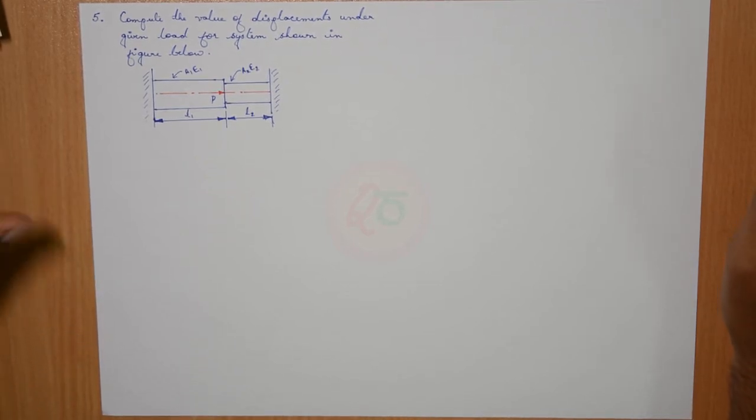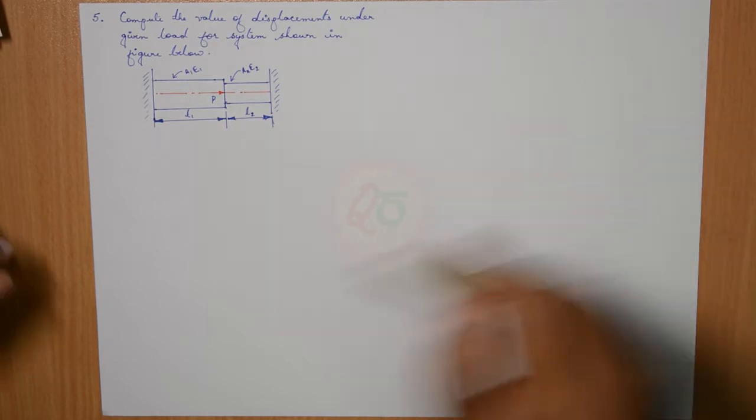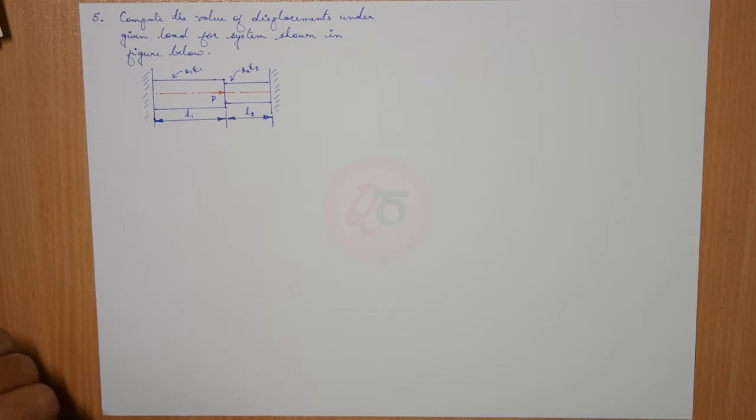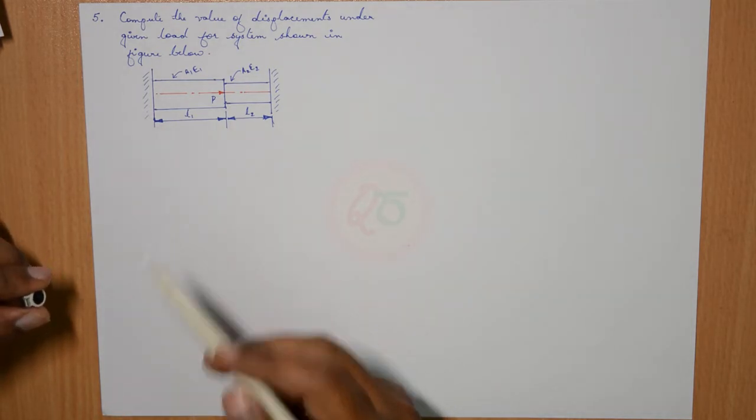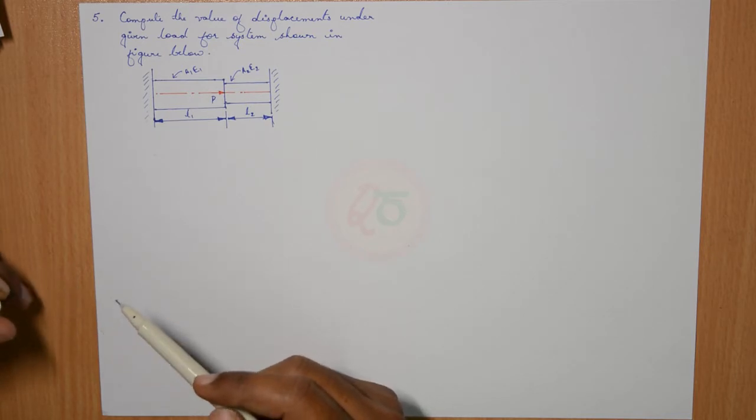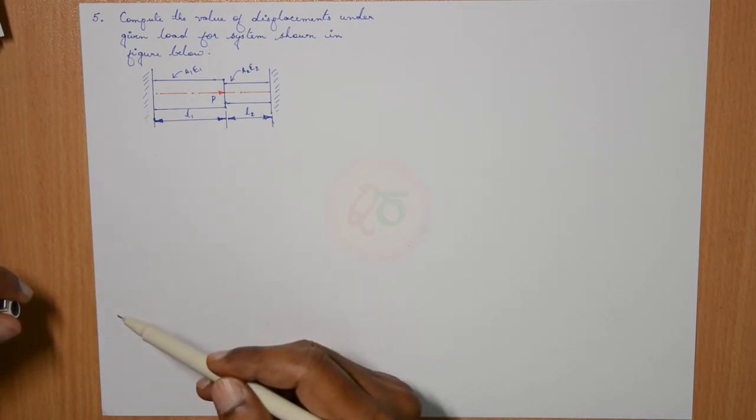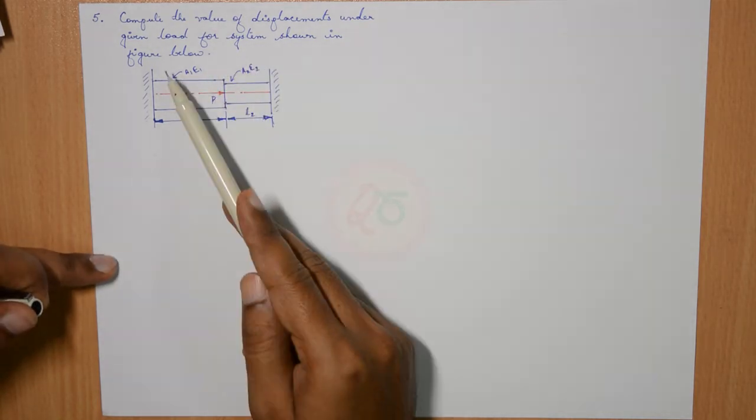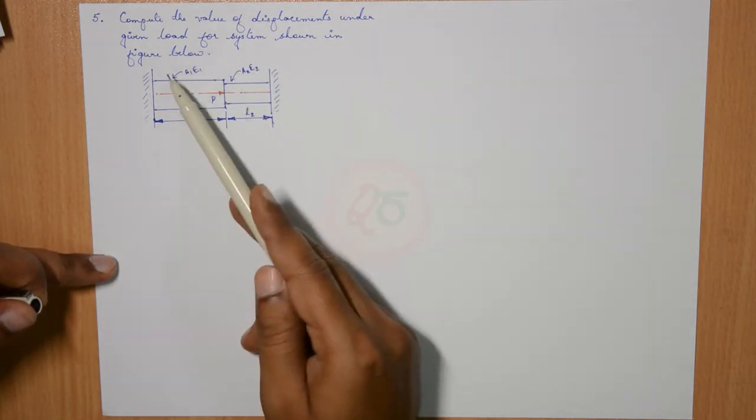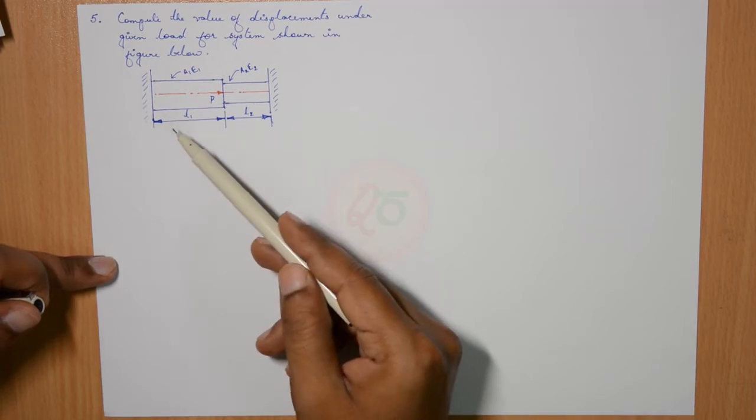Hello, we continue our sessions on Rayleigh Ritz Method. Today I will take up a problem wherein there is a point load acting, but it is acting at a location where the cross section of the bar changes. So the question statement is as follows: compute the value of displacements under given load for system as shown in figure.